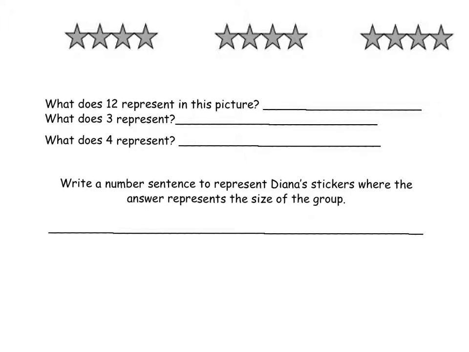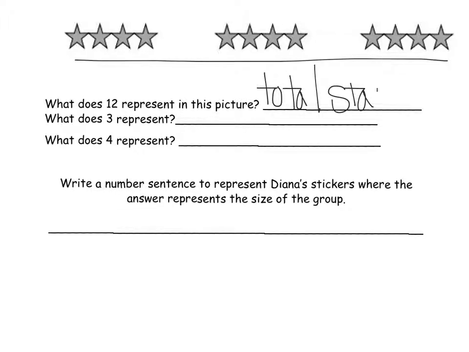In this picture, I see that there are a bunch of stars up on top. And the first problem reads, what does 12 represent in this picture? Well, if you count the stars, 1, 2, 3, 4, 5, 6, 7, 8, 9, 10, 11, 12, that's my total number of stars. So 12 represents the total stars, the total amount of stars.